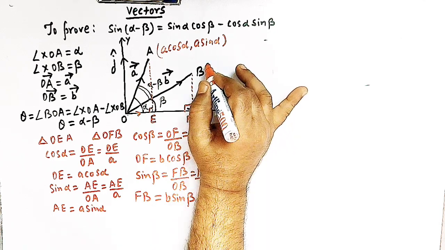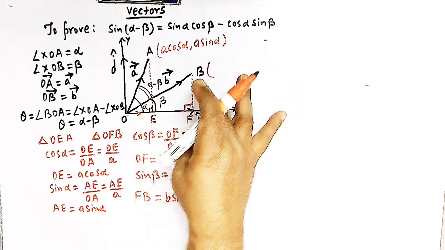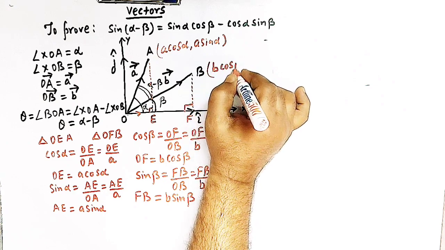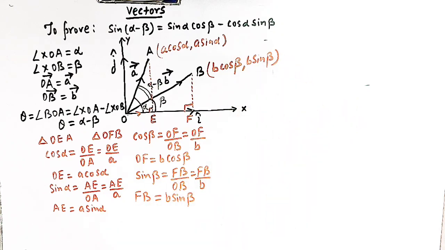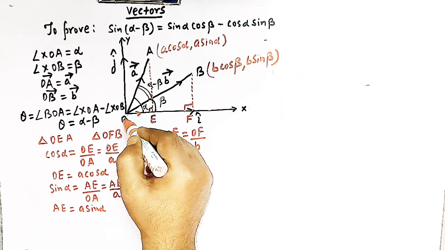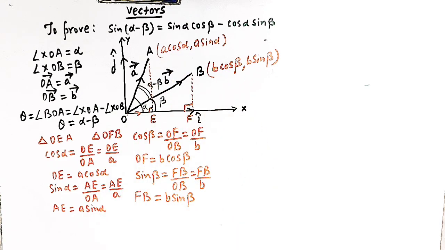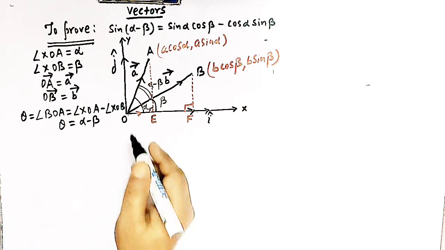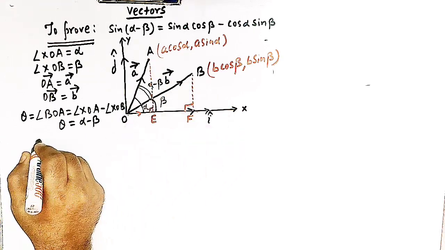So now the coordinates of this point B can be written as OF comma FB. OF is B cos beta, and here we have B sine beta, right? So now we can write vector OA and vector OB in terms of these coordinates. So now let us apply the triangle law of addition of two vectors to these triangles, that is OEA and OFB.